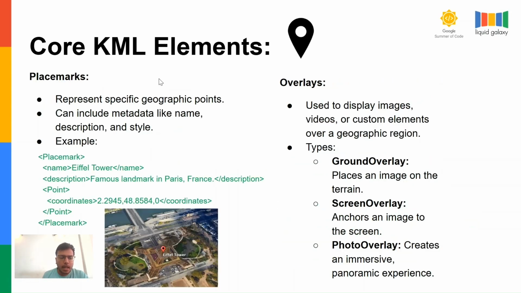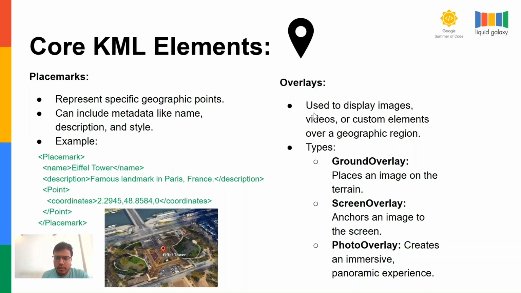Now we are going to discuss the core KML elements. We can see that there are two base elements, placemarks and overlays. Placemarks represent specific geographic points and include metadata: name, description, and style. Here we can see in this image a placemark added over the Eiffel Tower, showing where it is located. We have added the coordinates of the Eiffel Tower inside the Point tag as discussed previously. We can add a description and a name to the placemark, so it would display right here.